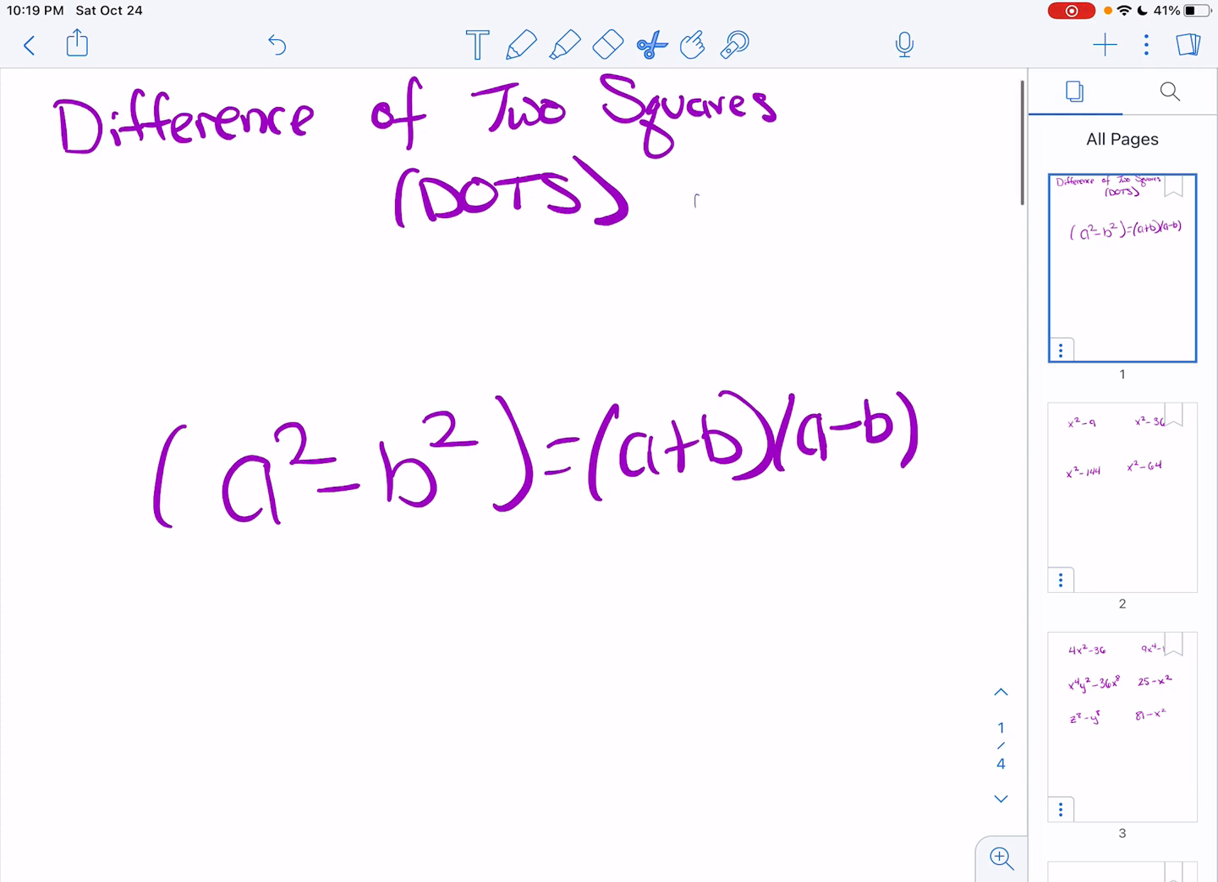So, a joke: I have one square minus another square, get it? Difference of two squares. I should be a comedian, I know.